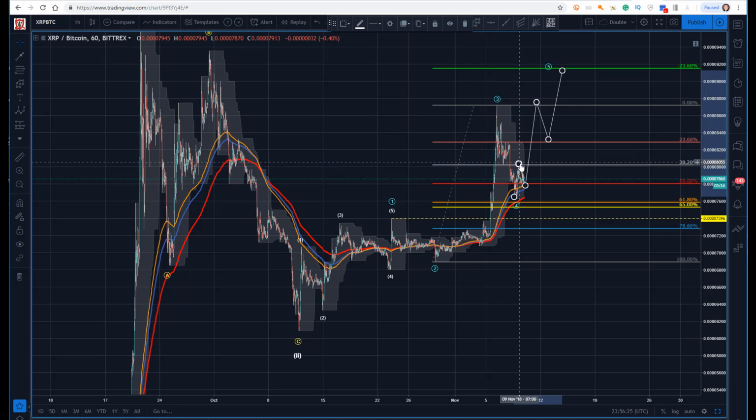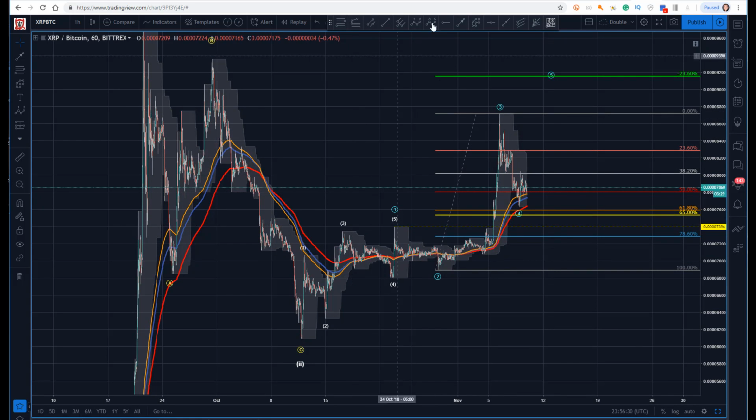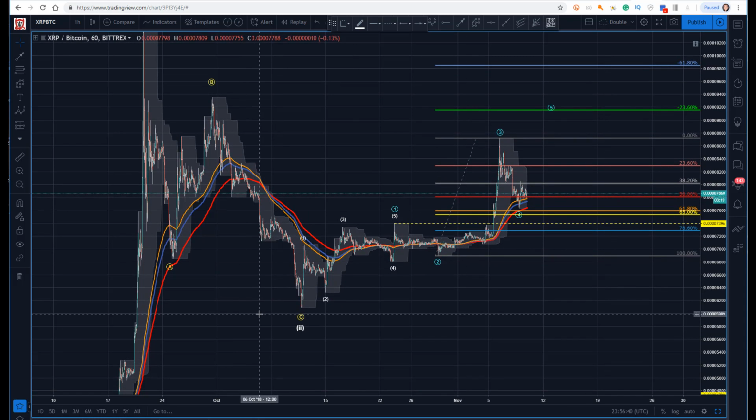This may not be done here. We could just be getting started. But of course, there's always the probability that we're just going to roll over. This fails and we go down, and this ends up being just an A, B, C, and then down we go. So you can't ignore that. If you're long the market or you're bullish the market, this is a good sign.